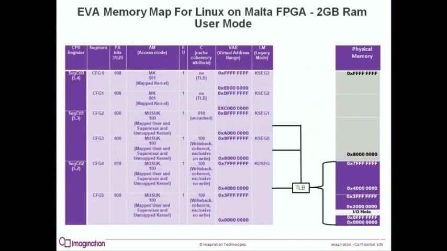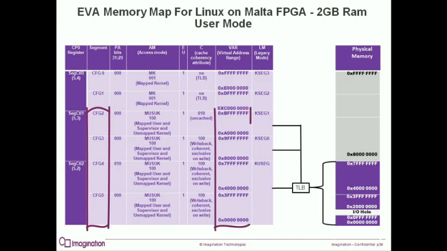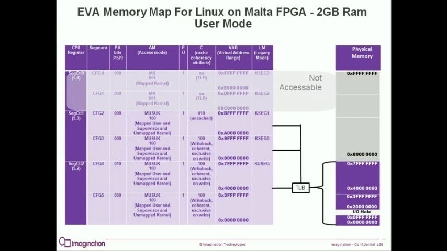This is the memory map for the Linux kernel running in user mode. Segments CFG2, CFG3, CFG4, and CFG5 are all mapped through the TLB, expanding the user virtual memory to 3 gigabytes. Segments CFG0 and CFG1 are not accessible.